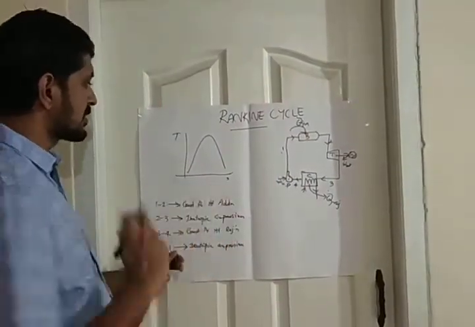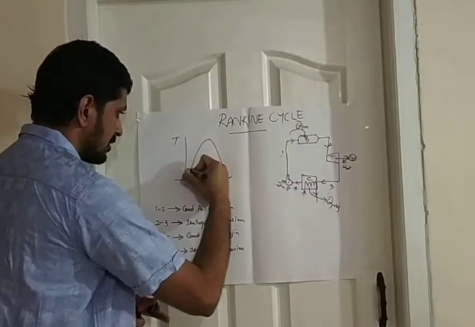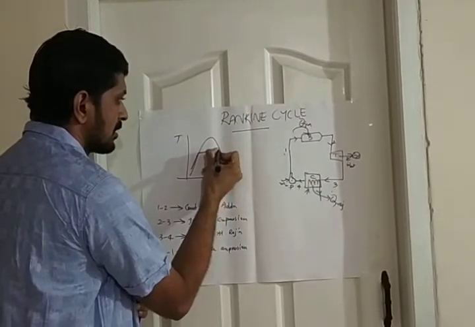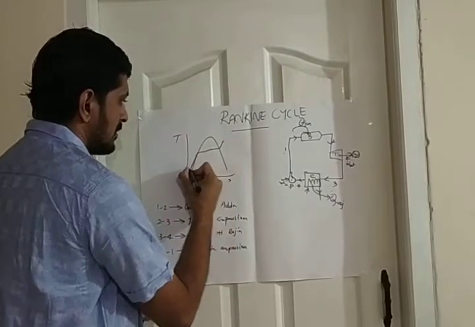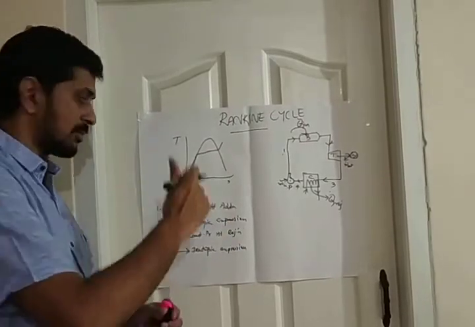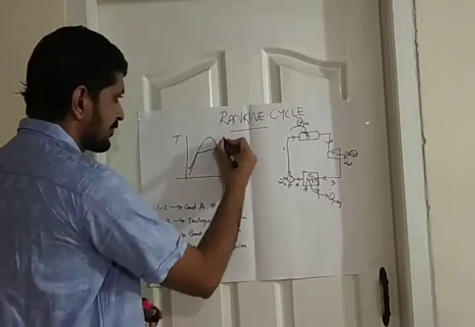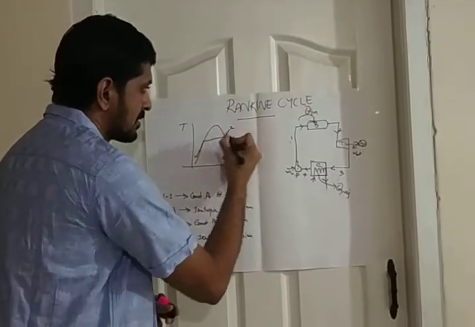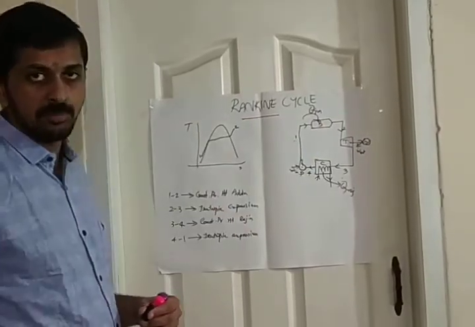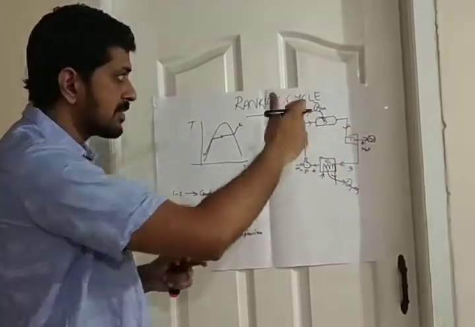Now, 1 to 2 is a constant pressure heat addition. So it will be liquid here, you can see. There are 3 stages in the boiler. So entry will be saturated liquid or compressed liquid. So this point corresponds to the compressed liquid. That is the ideal case. And the exit of the boiler will be the superheated vapor. So liquid will be converted to vapor in the boiler. So phase change happens in the boiler.